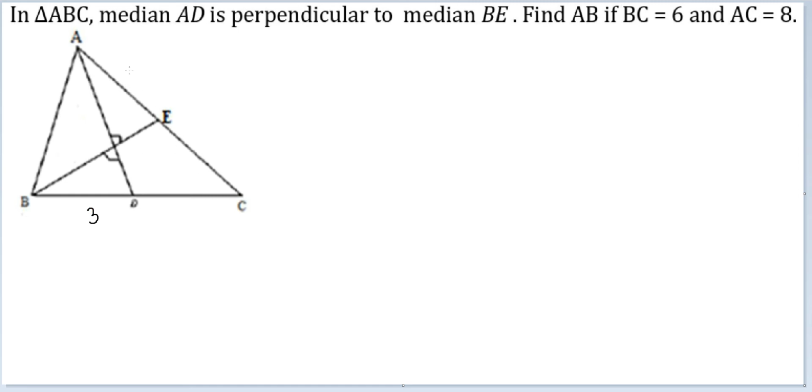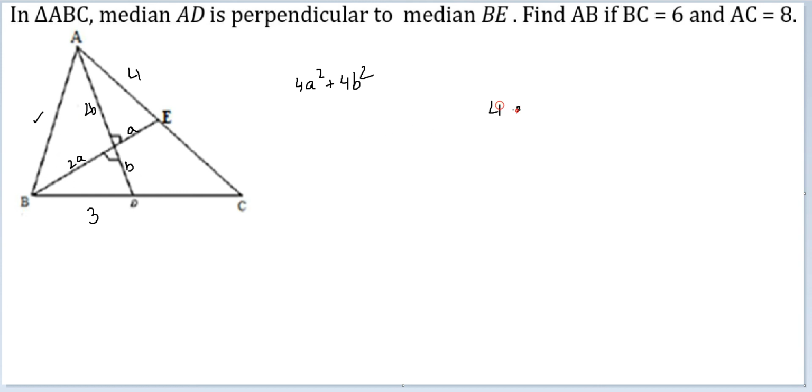If AC is equal to 8, this is the median, this will be 4. This is 2A, this is A, this is 2B, this is B, because the medians bisect each other, or divide each other in the ratio 2:1. Finally, we need this length, which is nothing but 4A square plus 4B square. We did a similar question previously like this.